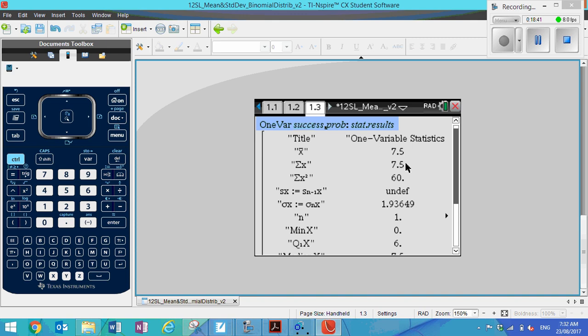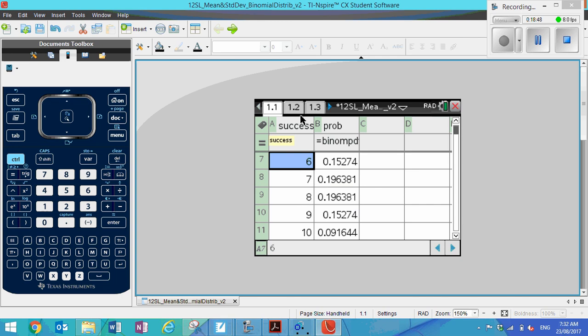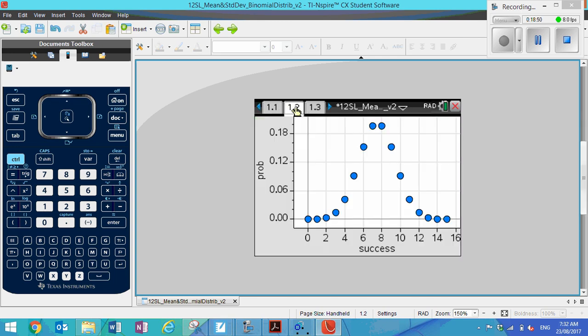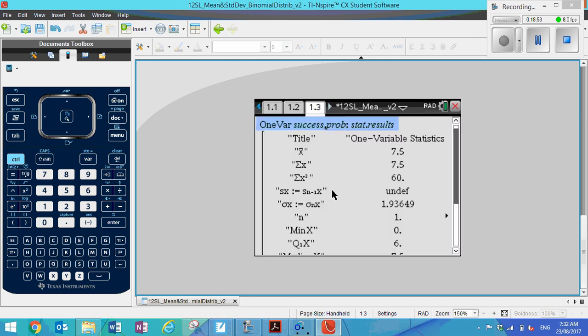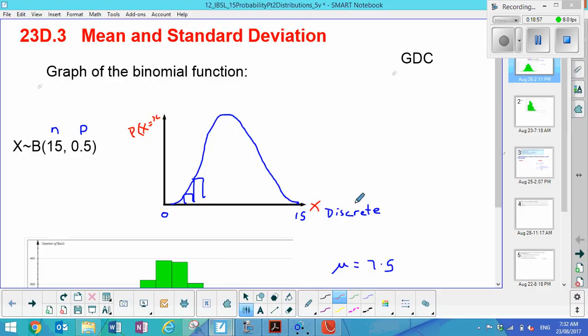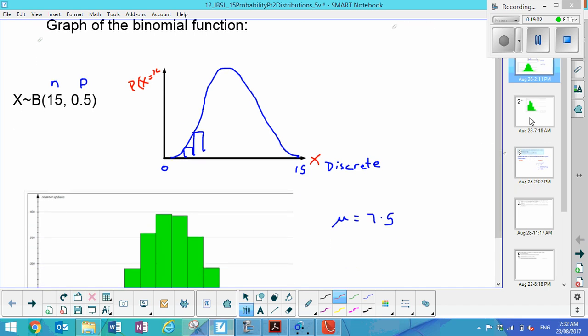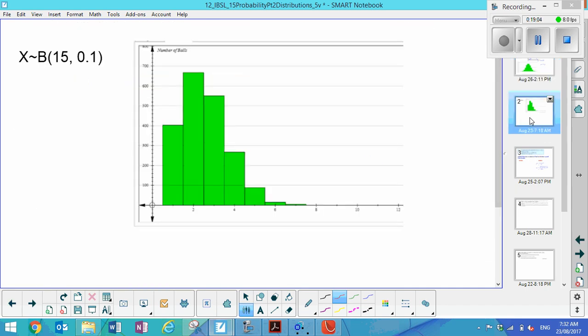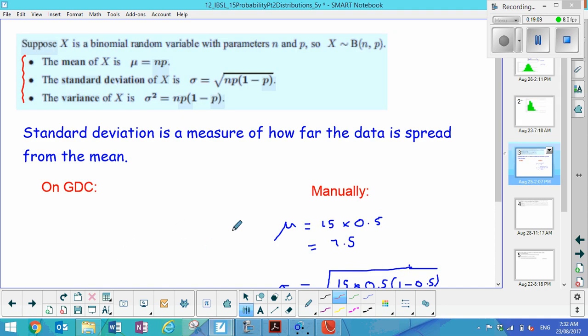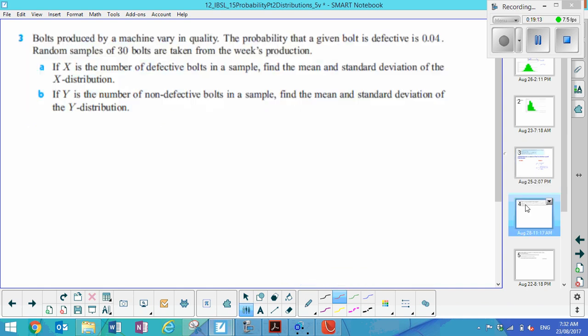So we can get our stats for the overall distribution by putting the data into the table. You don't need to see the graph, it's just nice to see. So we come out with the same values. We could do the same for the probability where it was only 0.1. So have a go at that, and we'll talk about that in class. So we've seen how to do it on the calculator and how to calculate it manually. We'll go through that in class as well.